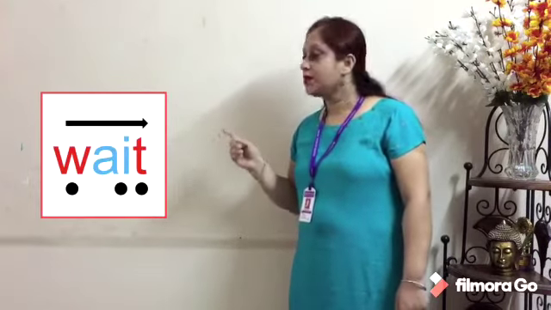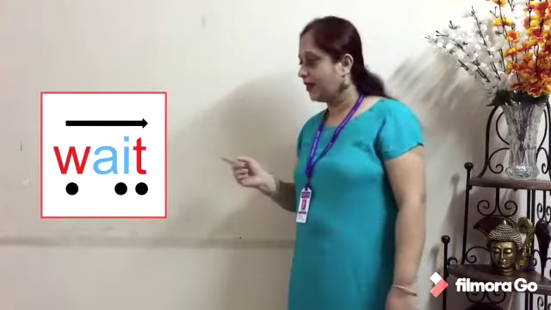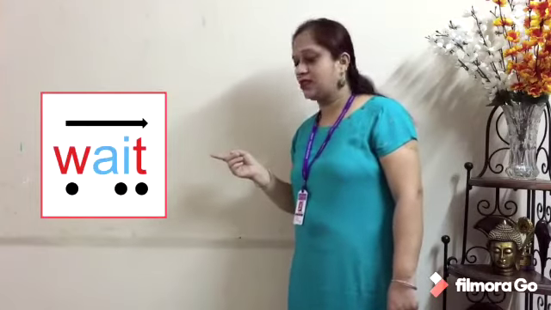See children, there are 4 letters and 3 sounds. Why? Because when AI is there, we are having the sound A. That is why this is wait.